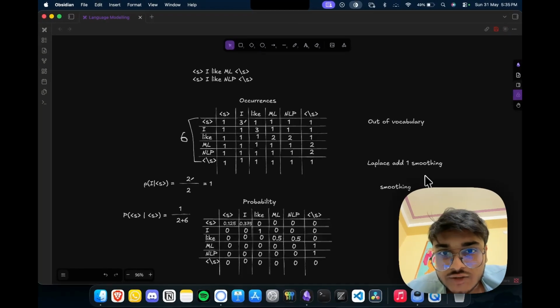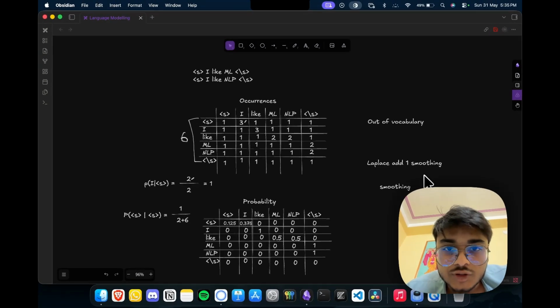There are 2 other smoothing techniques, Witten-Bell and Good-Turing. I might discuss them later. The next videos are going to be more about word embeddings and that kind of stuff.